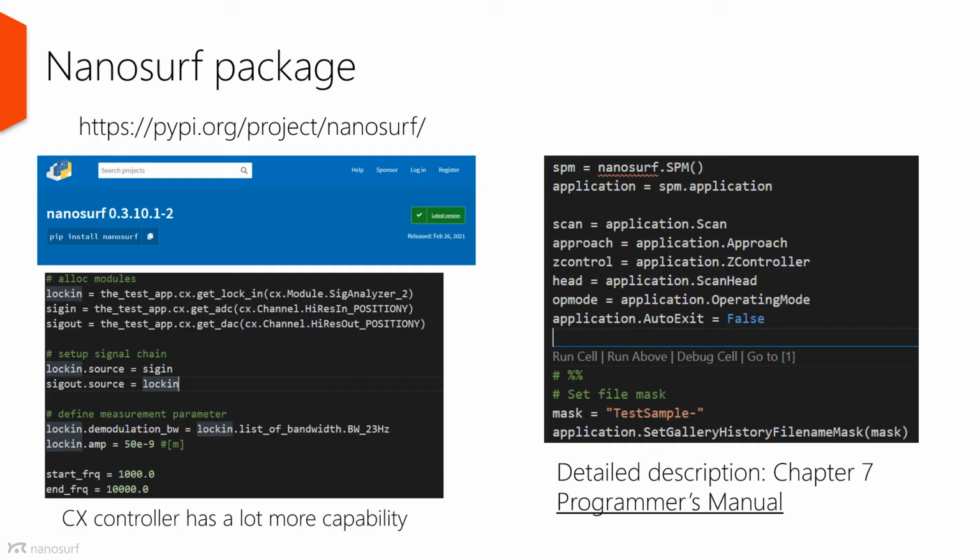Now let's look at some more serious stuff and learn how to actually control the instrument. For this, we would use the Nanosurf Python package. What I will show you today is only a small part of it. The full description of all the available functionality can be found in the programmer's manual, but this webinar will get you started. Our scripting interface comes in two parts, the high level and the low level scripting. So let's start with the high level first.